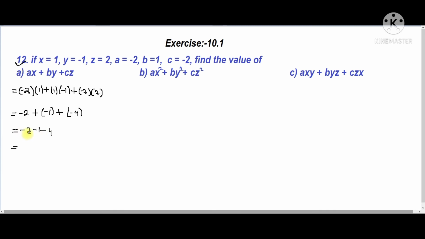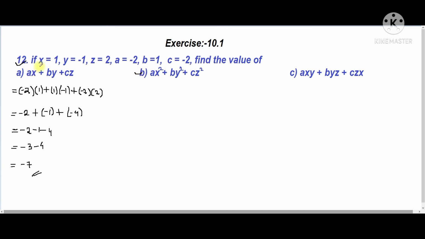So the minus 2 terms we will add first. Minus 2 and minus 1, both minus, so we add, and the sign will be minus. So minus 2 minus 1 is minus 3, and then minus 4 is there. Again 2 terms are there, both having minus sign, so add, and sign will be minus. 3 plus 4 is 7, so minus 7.